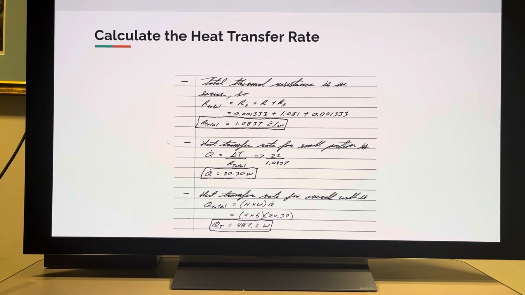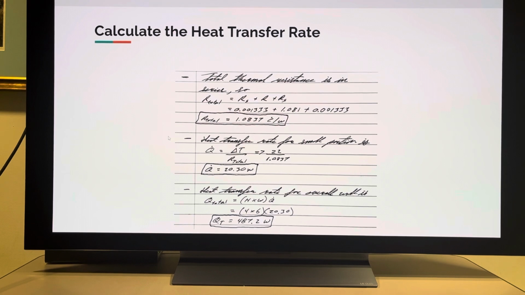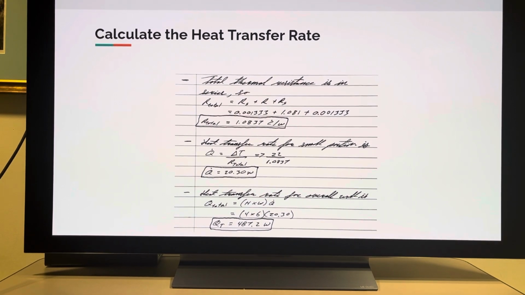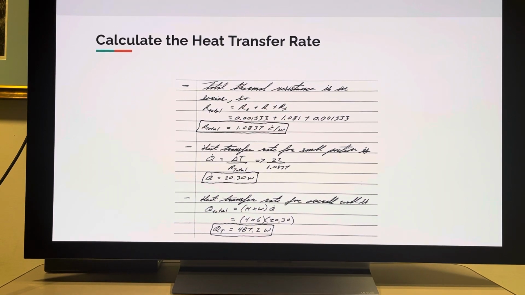Calculate the heat transfer rate. Here we calculate the heat transfer rate and it came to a total of 487.2 watts.